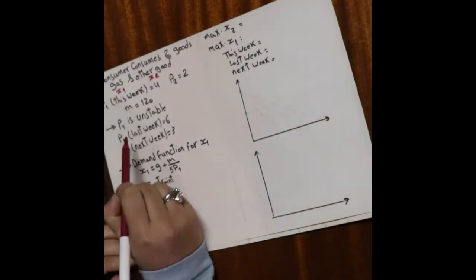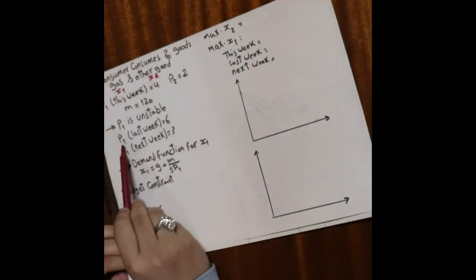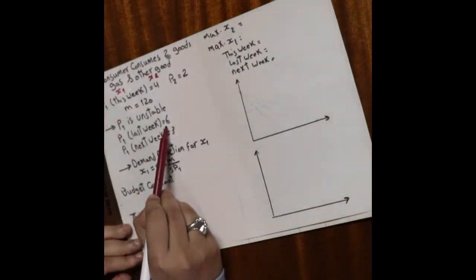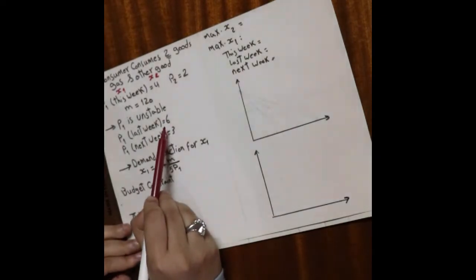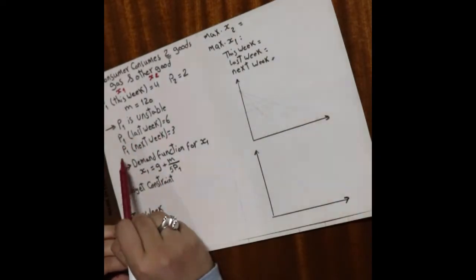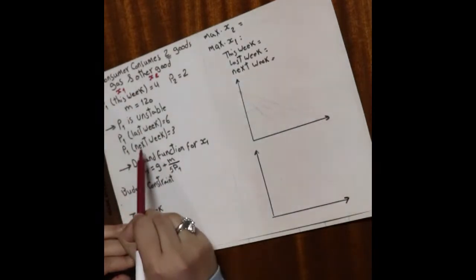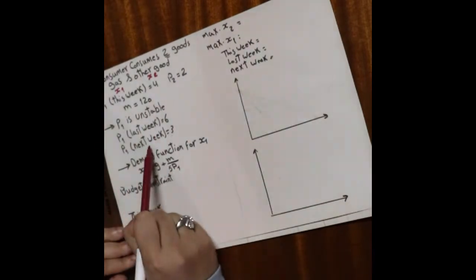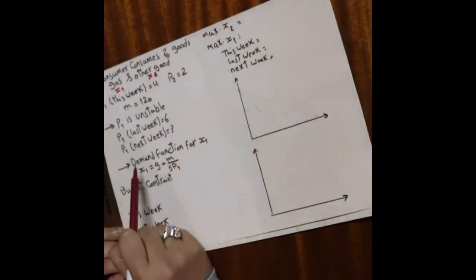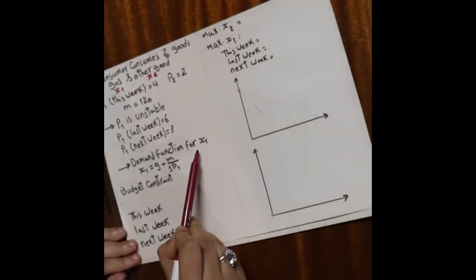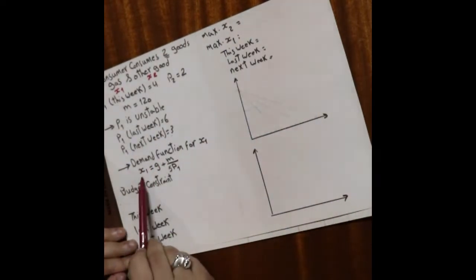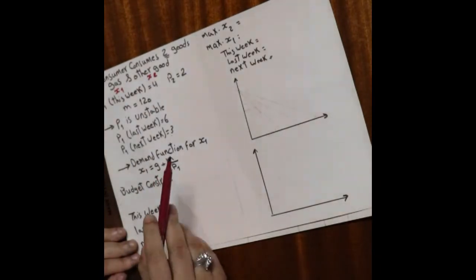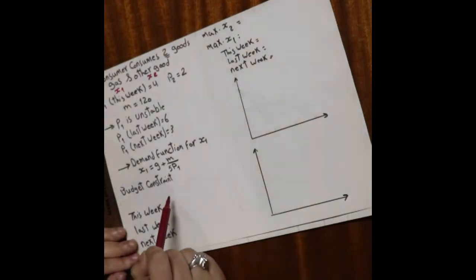The price of gas is unstable. Last week, the price of gas, B1, equaled 6, and it is expected to be 3 next week, so B1 at the next week equals 3. The demand function for gas is x1 equals 9 plus m over 5b1.